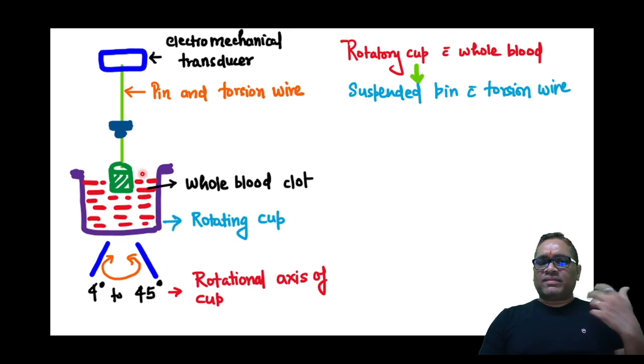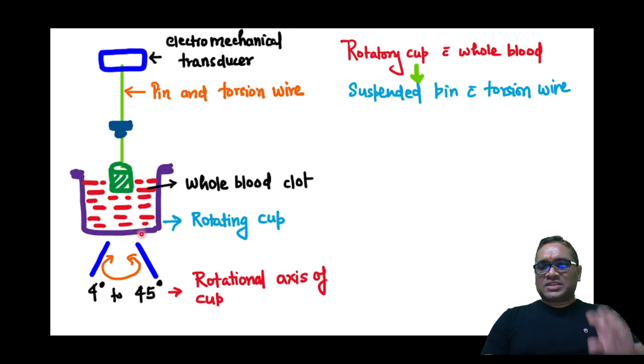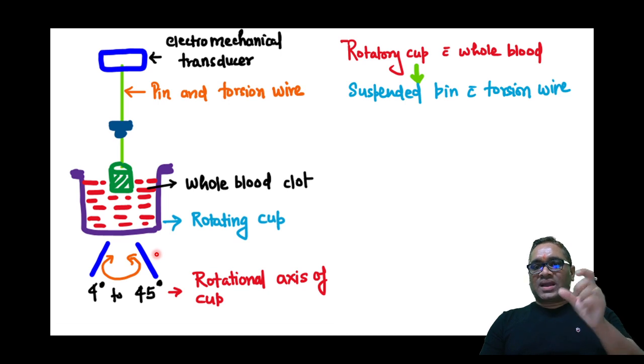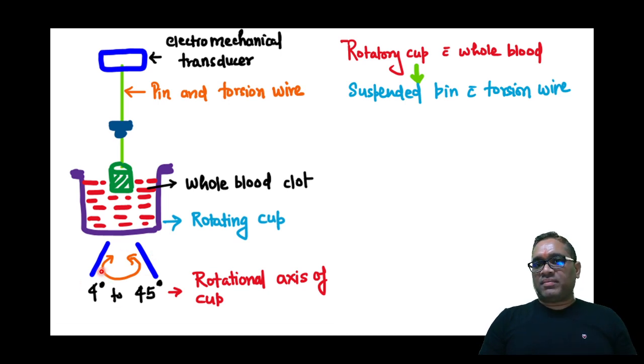which will be later on forming the clot, right? And this rotatory cup will be rotating at an axis of 4 to 45 degrees. Remember, this rotational angle of the cup is 4 to 45 degrees, right? And in this cup, can you see there is a suspended wire and the pin.